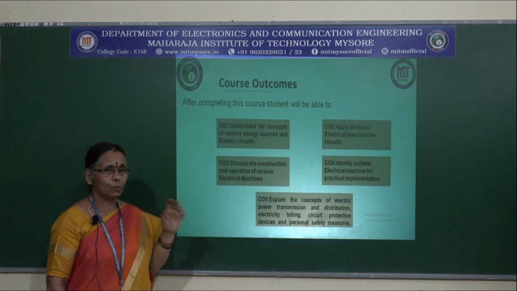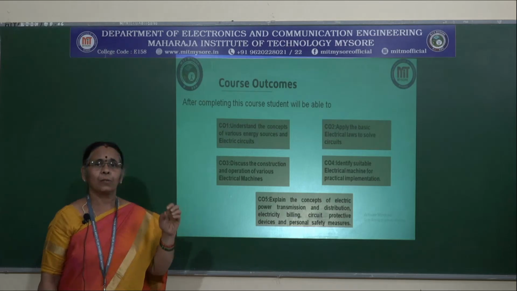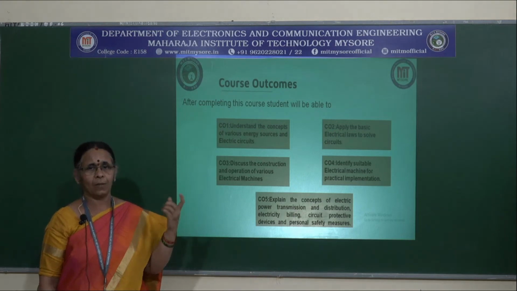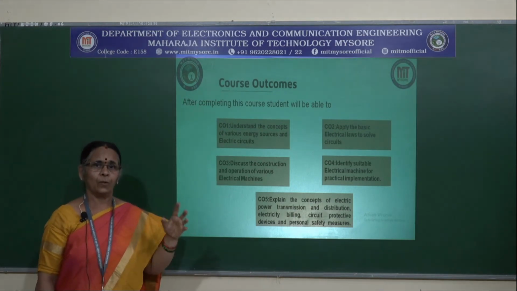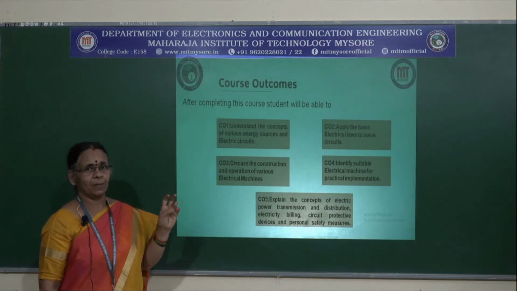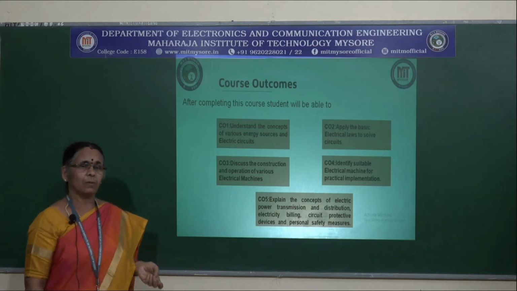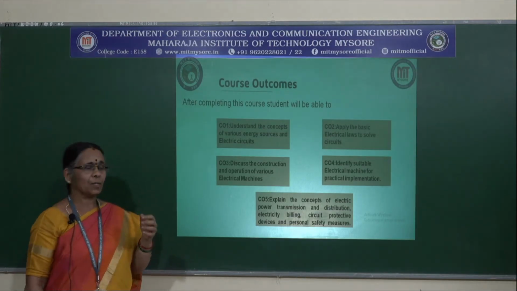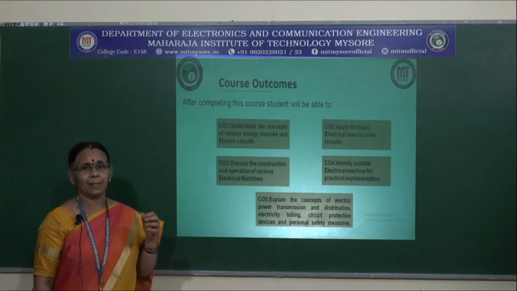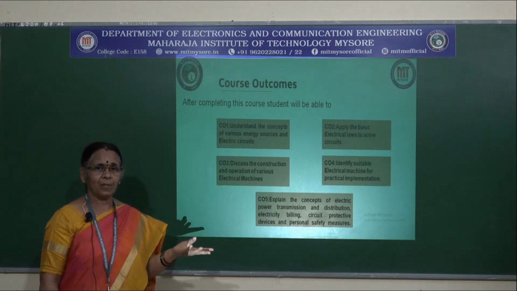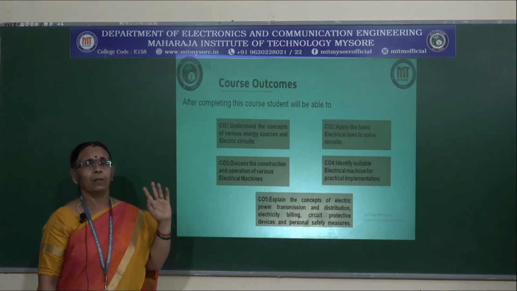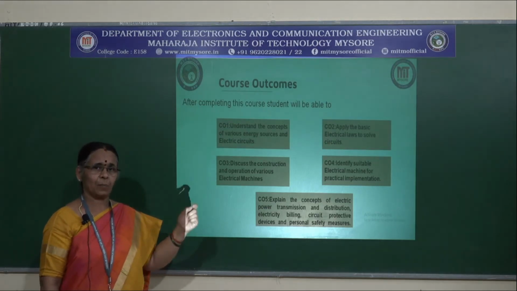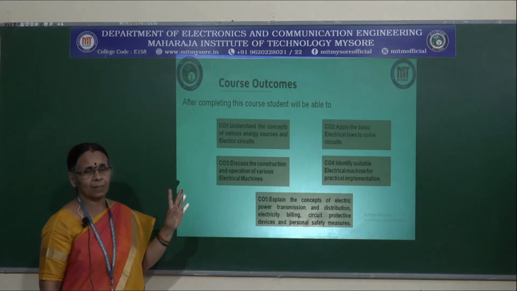Coming to course outcome 2, apply the basic electrical laws to solve the circuits, such as Ohm's law, Kirchhoff's current law and Kirchhoff's voltage law. So application of these laws to electric circuits to find out the power, current and also the voltage. Then coming to course outcome 3, it says discuss the construction and operation of various electrical machines. So it may be DC machines or AC machines. The student will be able to understand the constructional details and the principle of operation of all the different types of machines.